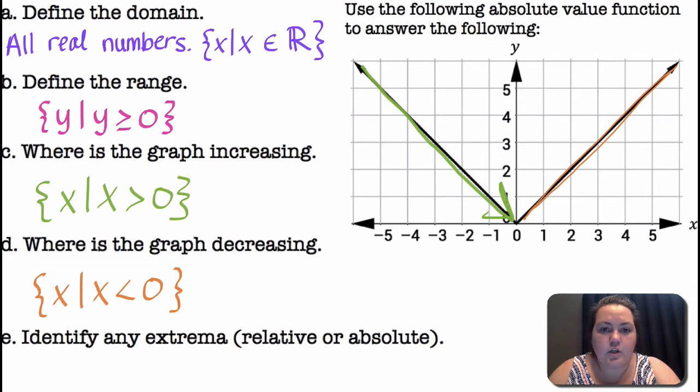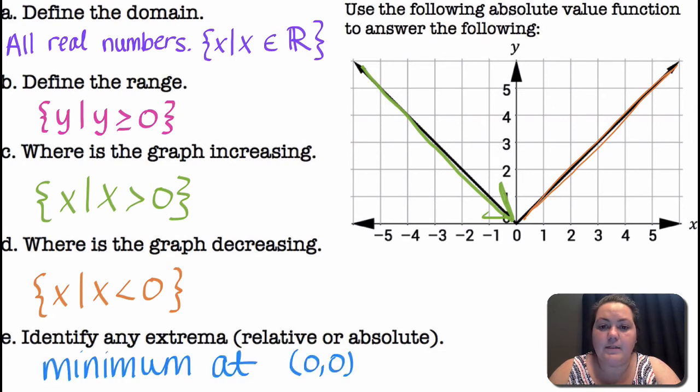Identify any extrema. So that would be your relative or absolute minimums and maximums. Well, this one has a minimum at (0, 0). Right here, (0, 0), minimum.